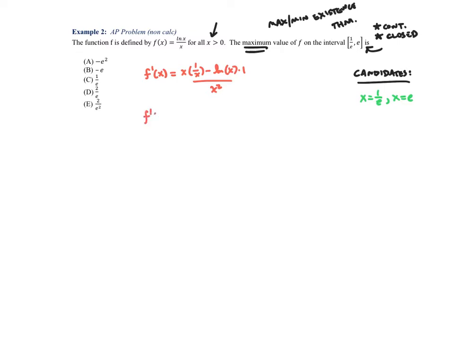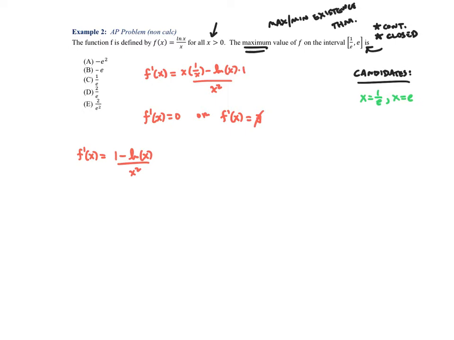Okay, so I want to know where f prime at x either equals 0 or f prime at x does not exist. Okay, so let's determine where that would be. So let's simplify f prime at x first. F prime at x simplified would be 1, which is x times 1 over x, minus ln of x over x squared. Well, where would the derivative, f prime of x, be non-existent?